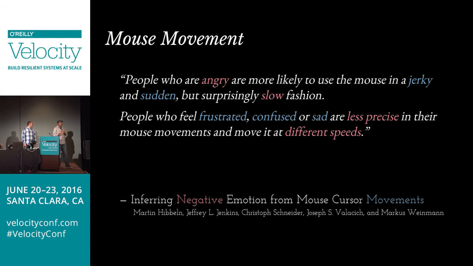The next thing is mouse movement. So there's another research paper from Brigham Young University, right? Yeah. It's inferring negative emotion from mouse cursor movements. So it turns out that people who are angry are more likely to move their mouse in a jerky fashion, right? And they move it extremely slowly. Whereas people who are frustrated, confused, or sad are less precise in their movements and move it at different speeds.